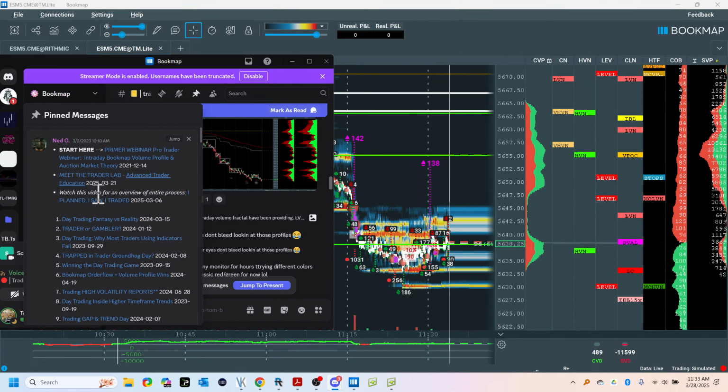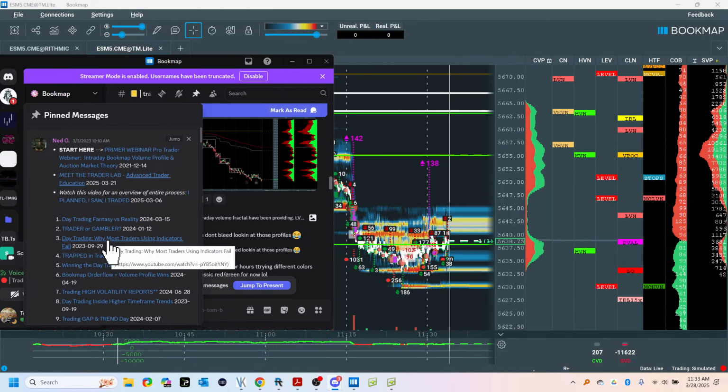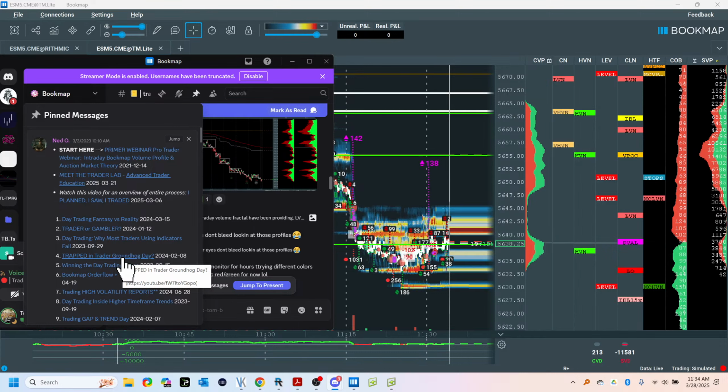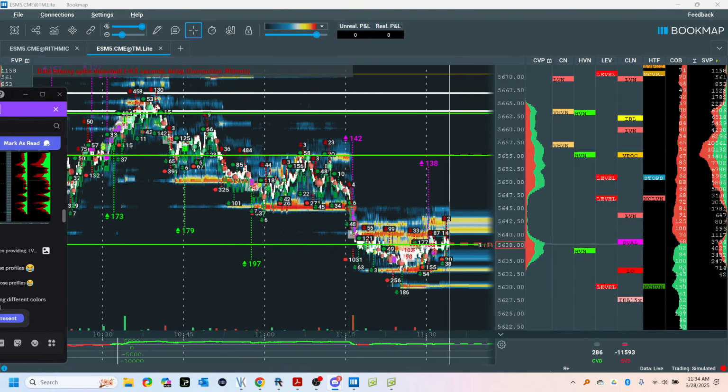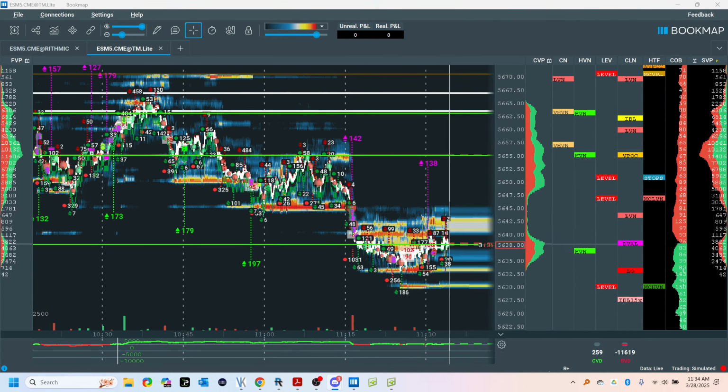These three. And the other ones you might want to look at: day trading, why most traders using indicators fail. And then, are you trapped in Trader Groundhog Day? This is me. Groundhog. That's when you have random winning trades and you think it's tune it, tweak it, make it better. Logical. Except it's not the answer, it's the problem. We just don't know it.